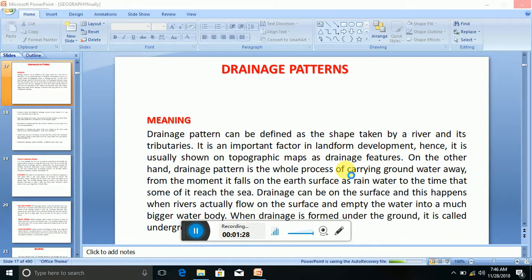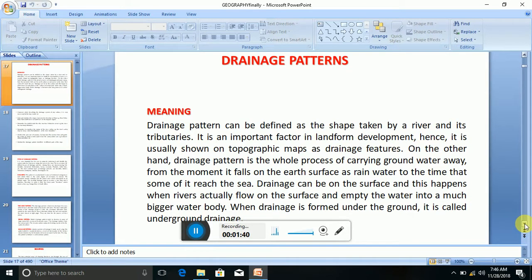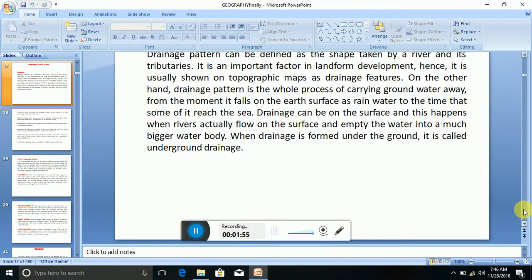So you need to understand that whenever you hear drainage, it simply means the carrying away of water. Whenever you hear drainage pattern, it simply means the shape taken by a river and its tributaries, that's its branches. And when drainage is formed under the ground, it is called underground drainage. So take note of this.